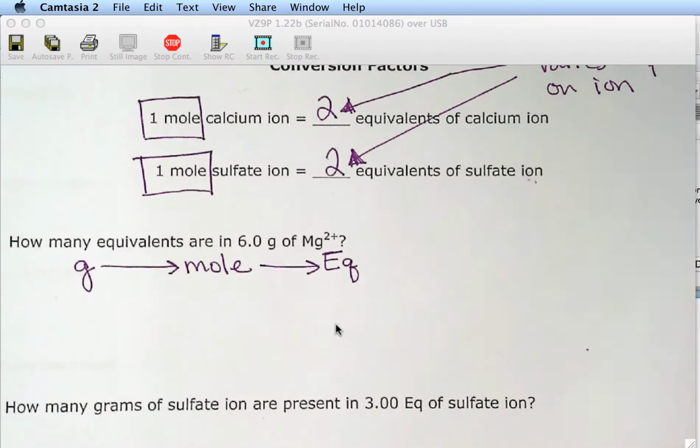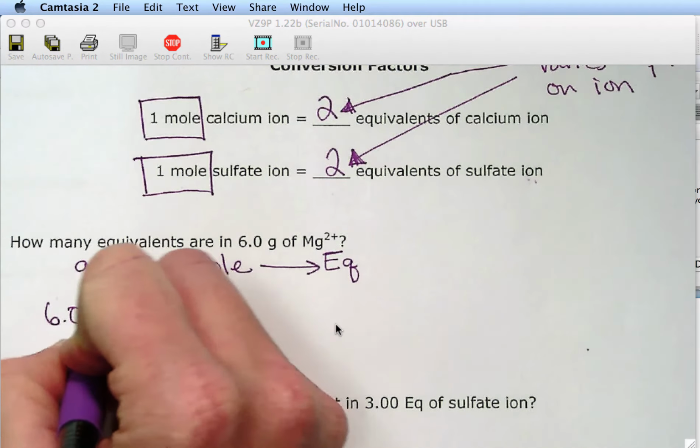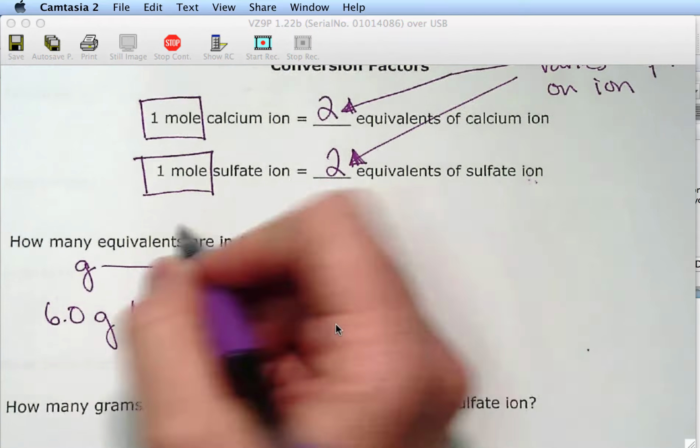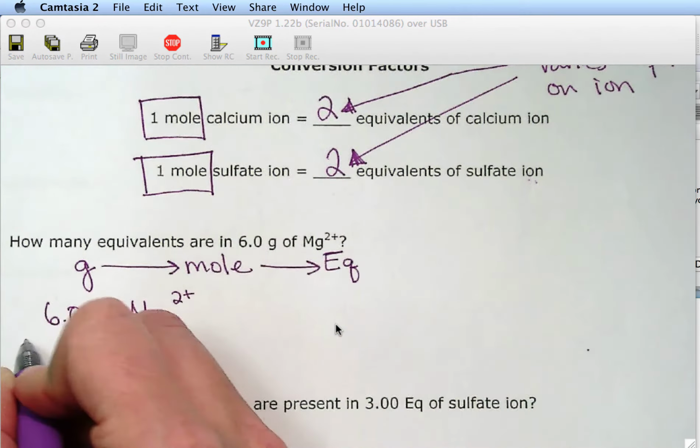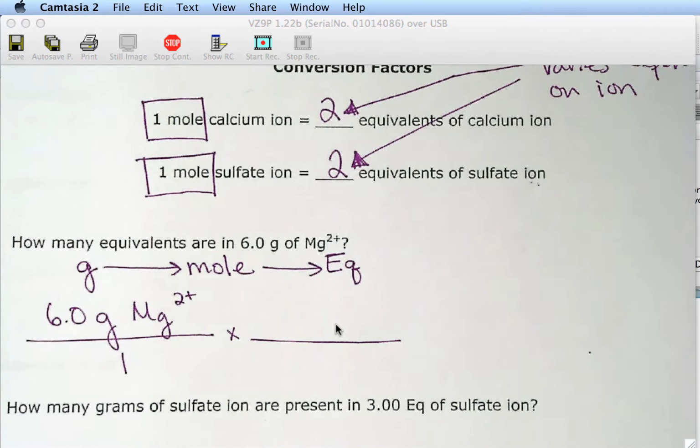So what's our starting quantity here? 6.0 grams of magnesium over 1. How do I convert to moles of magnesium? Yes, the number in red on your periodic table.